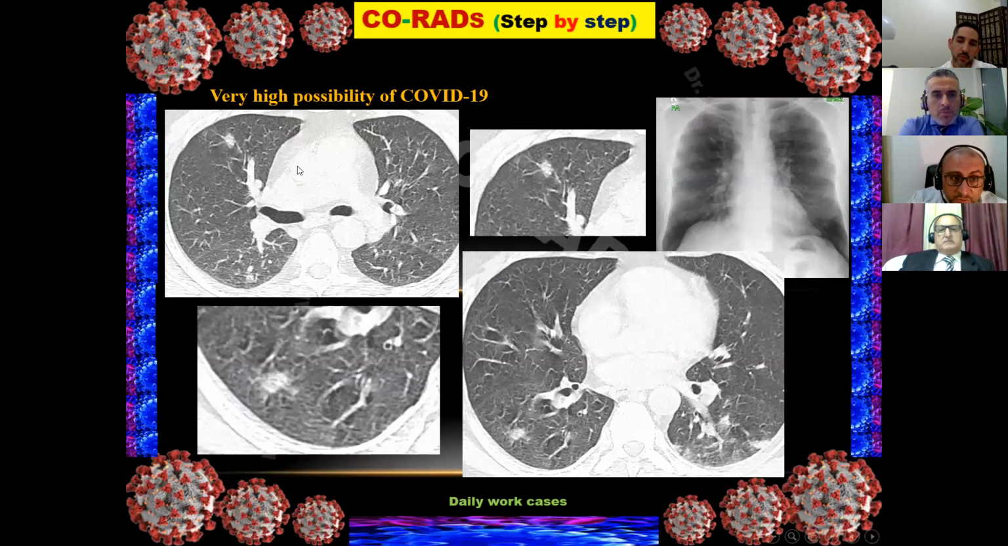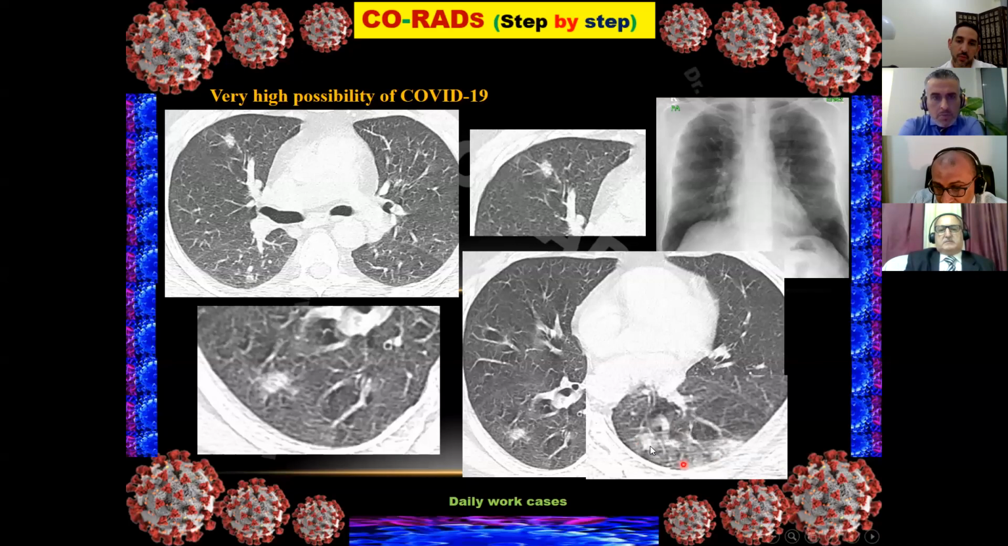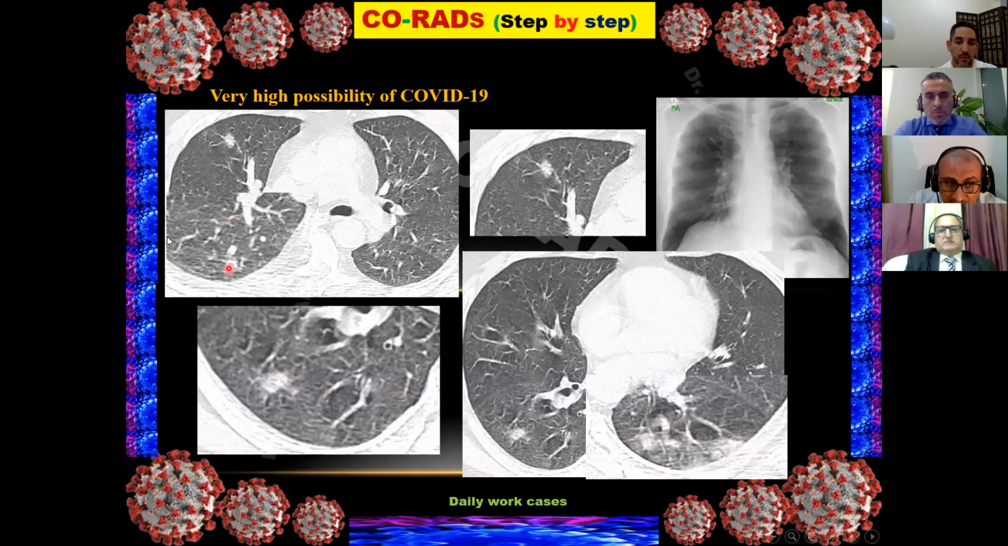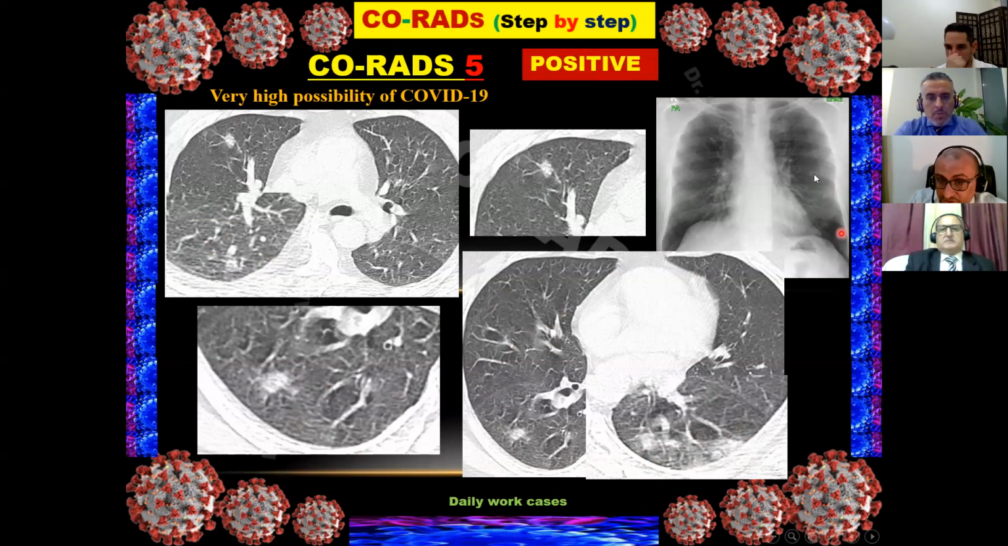Another case also showing multifocal areas of halo sign like this one, and also this one in the superior segment of the right lower lobe, an area of ground glass opacity, as we see here, based on the pleural surface. All findings are bilateral and based on the pleural surface, and the presence of halo sign raises the possibility of diagnosis of CO-RADS 5, which means very high possibility of COVID-19. What about the laboratory test? It was positive also for that patient, and the frontal chest radiograph showed a subtle veil-like opacity, as we see here.